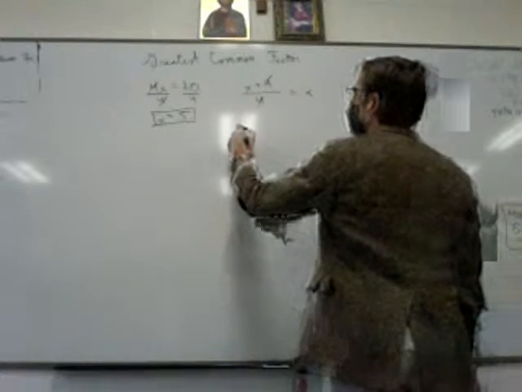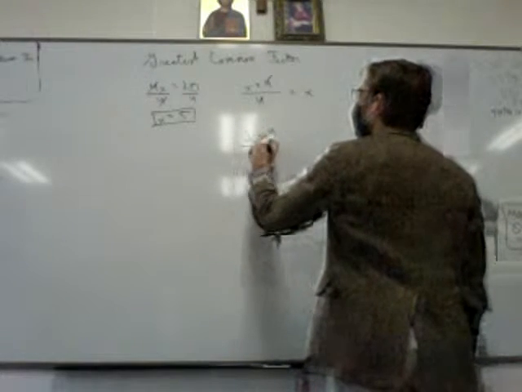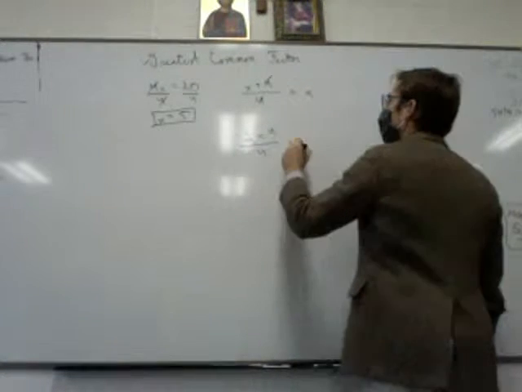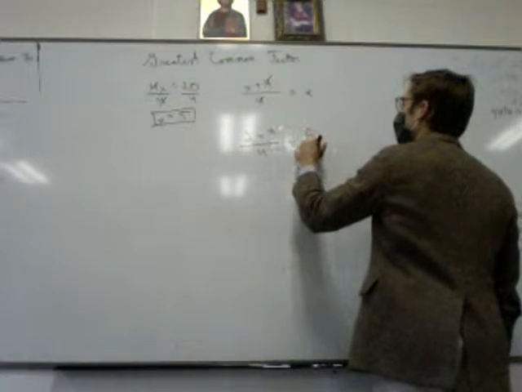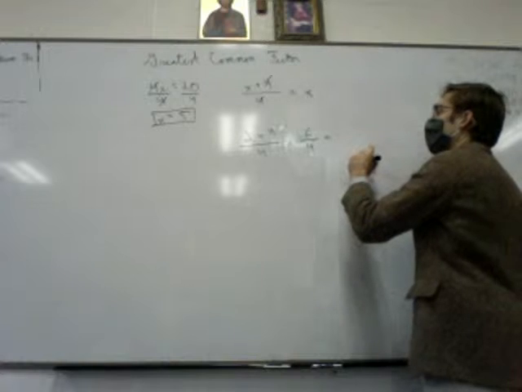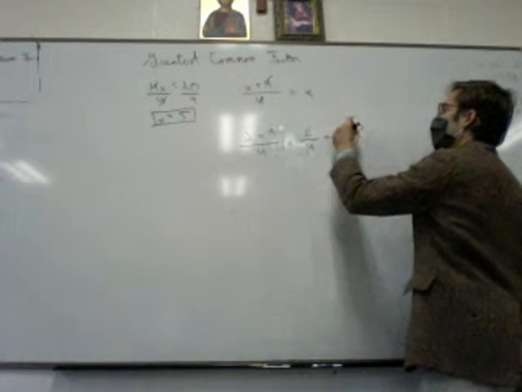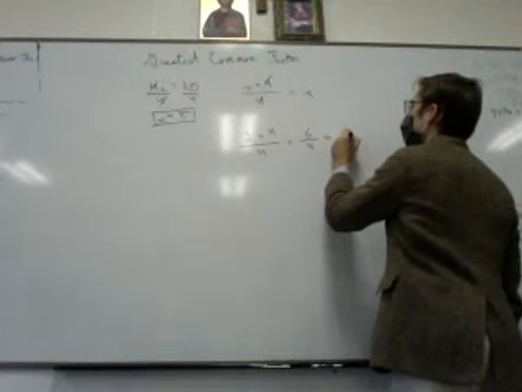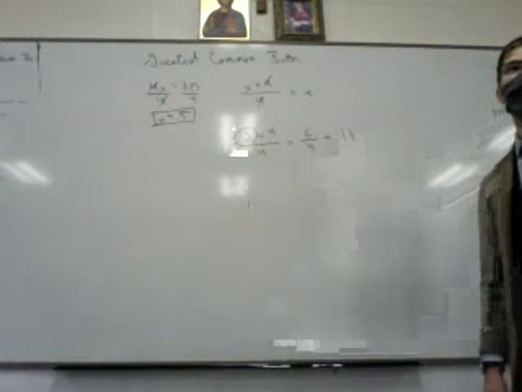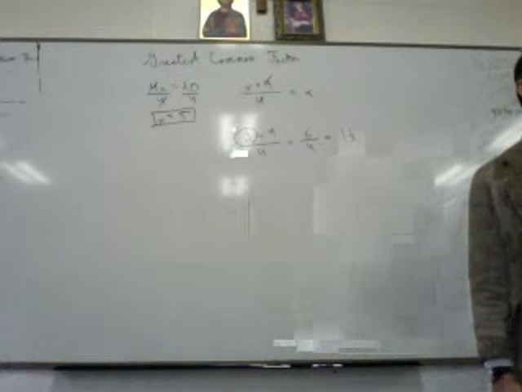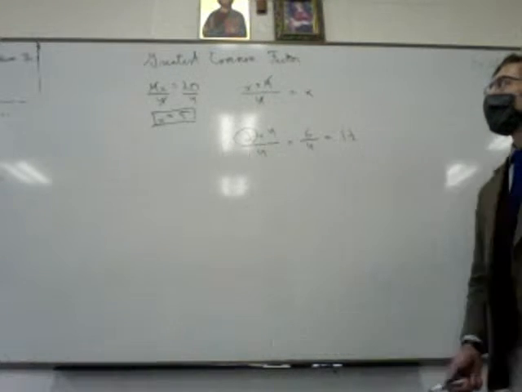So let's try with the numbers. 2 plus 4 over 4 should give us 2. 2 plus 4 is 6 over 4. That gave us 1.5. It should have given us 2 because we plugged in 2 for our variable here. So something went wrong.